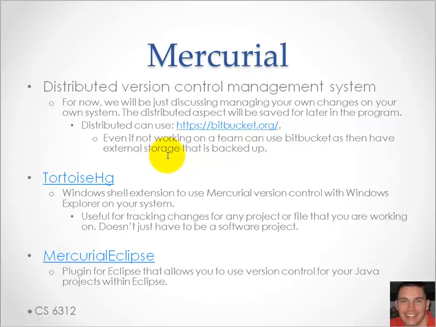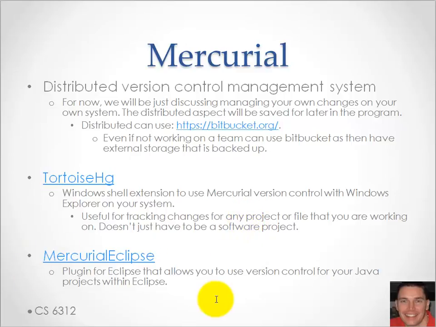Now to use Mercurial, there is an executable that you can install. It's called TortoiseHg. The Hg stands for Mercurial, which is just a Windows shell extension to Mercurial that you can use within Windows Explorer on your system. And so this program is very useful to help you track changes for any type of project that you're working on. It doesn't have to be a software project. It may be some type of report that you're working on. It could be a website that you're working on. And so you can use Mercurial right within your own system without it actually being a software project.